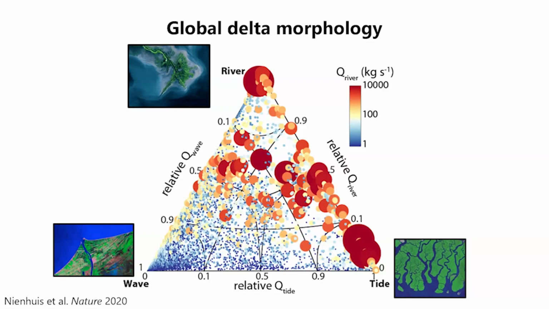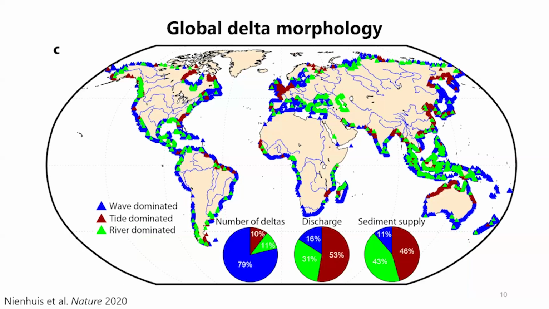So you immediately see that on this river to tide axis, that's where all the big deltas are, including the Mississippi, of course. The Ganges-Brahmaputra is more tide dominated. And what you also see is that many of these smaller dots are going to be small wave-dominated river deltas. You can plot them again on this global map and see again this overall magnitude of small wave-dominated deltas that you see everywhere along the coastline.